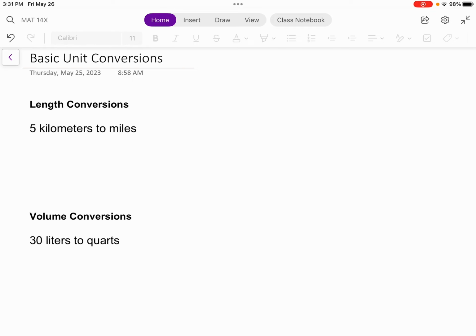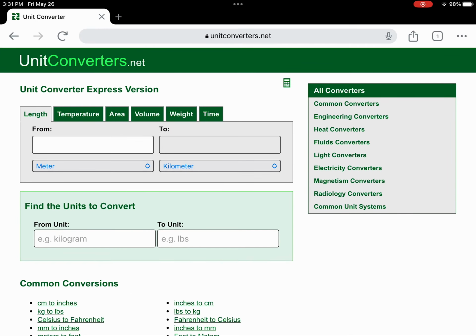So the link you should see in the Nearpod presentation. I also posted a link in Canvas to unitconverters.net. And you'll notice this is pretty straightforward and easy to use. You'll see the types of measurement, and that's really the big decision you have to make. You have to decide what type of measure the thing you're trying to solve is asking for.